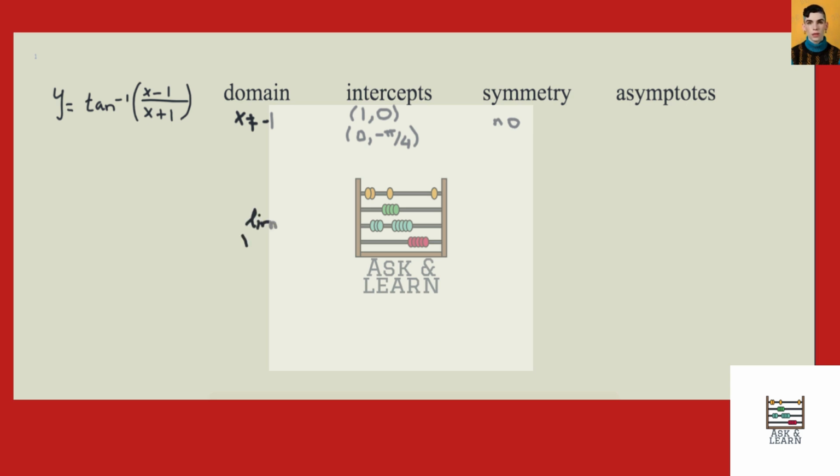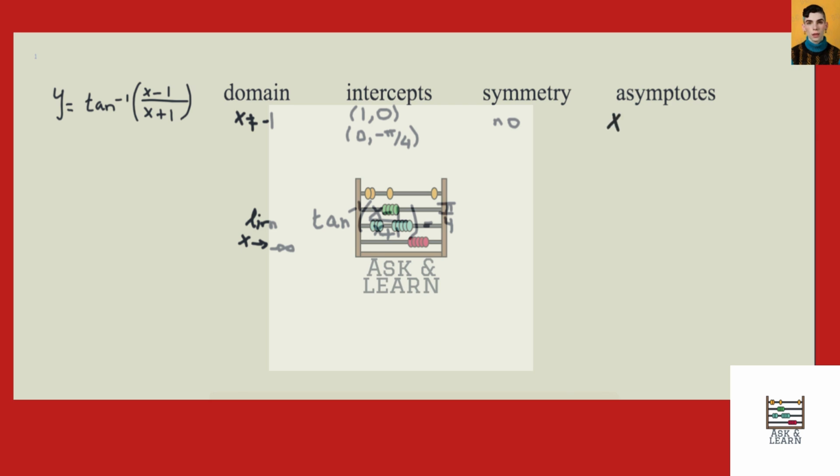as x approaches infinity of our function, inverse tangent of (x minus 1) over (x plus 1), and that's equal to π/4. And we realize that if we do the limit as x approaches negative infinity, it's also π/4. So the asymptote is the same in either direction, so let's write that down.